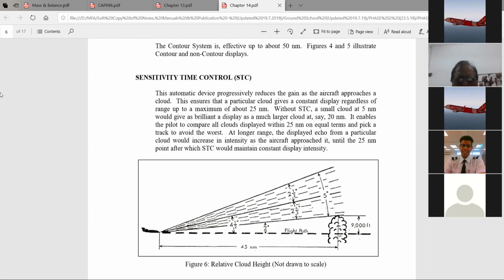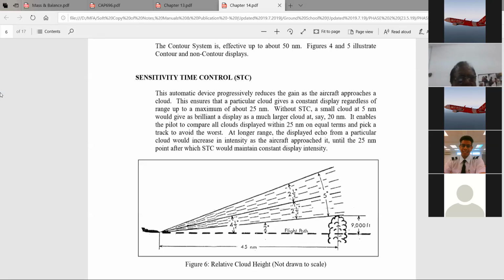You rotate the tilt in such a manner that the whole beam will move upwards, and the lowest part of the beam will be touching the top of the cloud, as you see on your screens. Understood? The basic purpose is to find out the height of the top of the cloud. First, you rotate the beam so that the lowest portion of the beam is touching the top of the cloud.